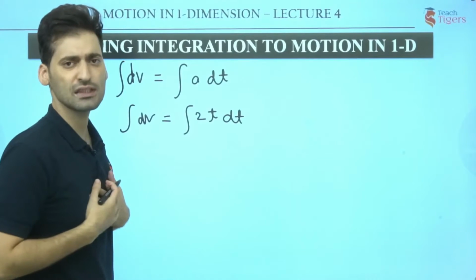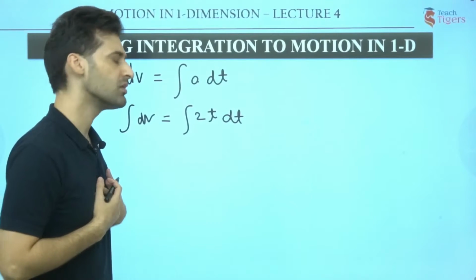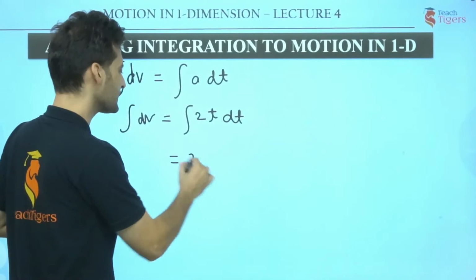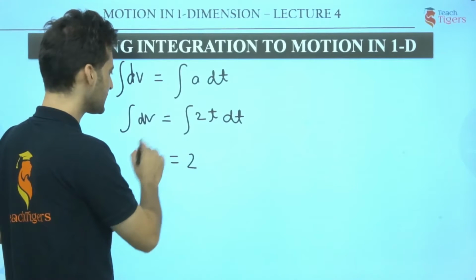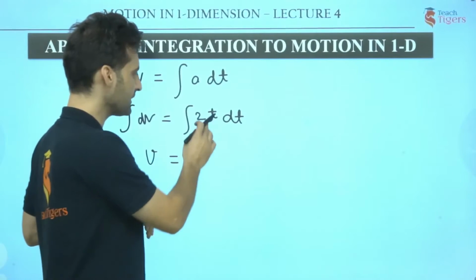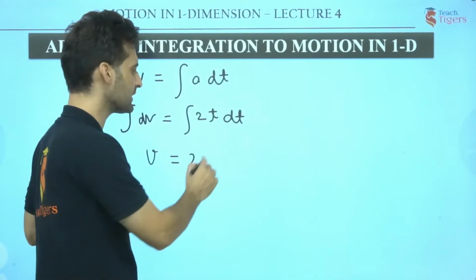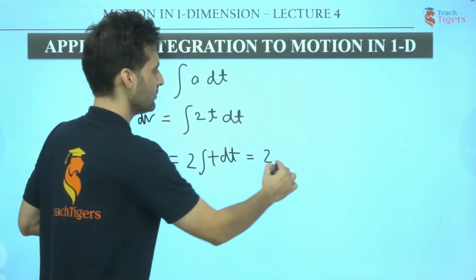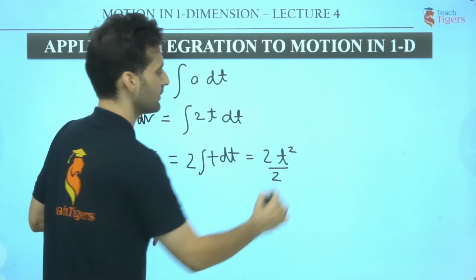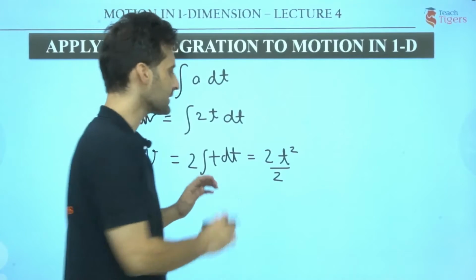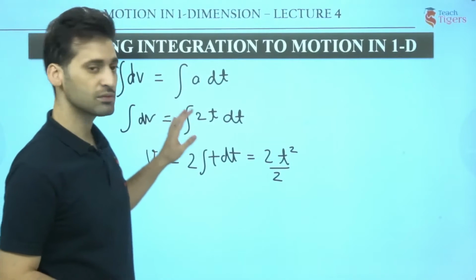Right now I am not putting the limits over here, though I can do so, but let's see why I am not doing so. Let's take the 2 outside, and the integration of dv becomes v only. I take 2 outside and the integration of t dt, what will it be? I will get 2 times t square by 2. You know which formula I have used, isn't it? We have just done it in class. Plus C.